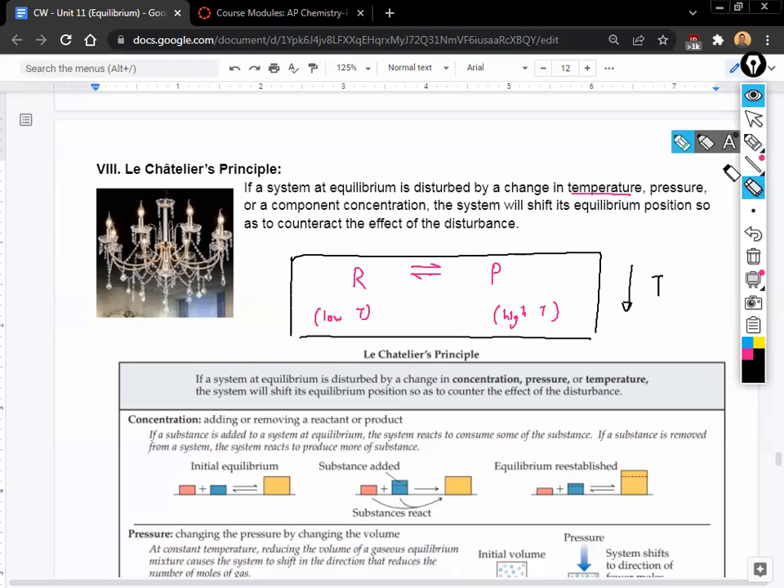The same thing can happen with pressure as well. This is typically with gases, but let's say the reactants have a lower pressure and the products have a higher pressure. If I decrease the pressure, is it going to shift to the left or to the right? The right, yeah, it's going to have the opposite effect. So if we decrease the pressure, it's going to shift to the side that has higher pressure. And the same thing is true the other way. If I increase the pressure, which side is it going to shift to? The left. Yeah.